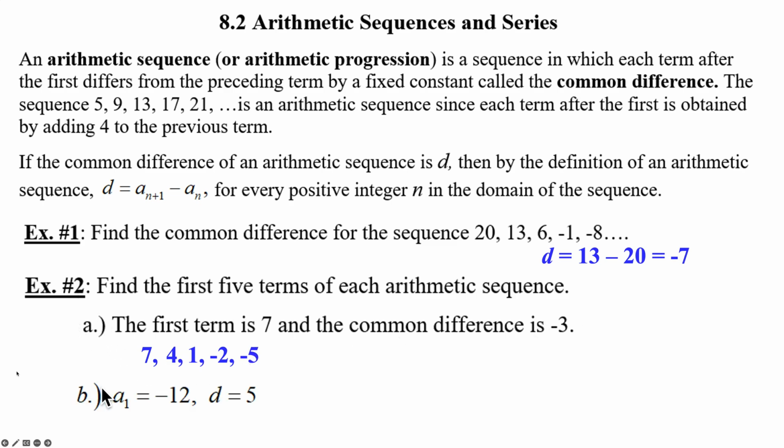Example 2, part B. Same question, just shortened up with the notation. The first term is a sub 1 equals. That's the same thing. Okay, first term's negative 12. Our common difference is a positive 5, so we're adding 5 to the negative 12. That makes it a negative 7. Plus 5 is a negative 2. Plus 5 is a 3. Plus 5 is an 8.